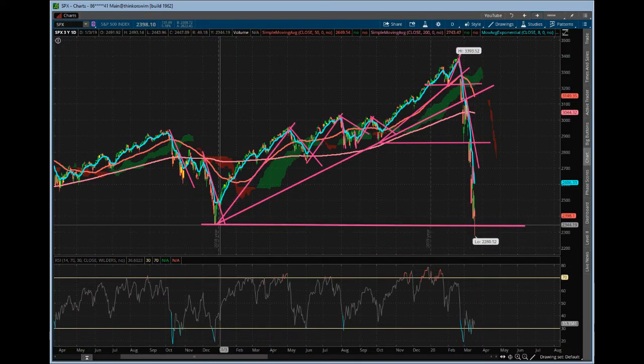We have a big lower shadow. We closed above those lows. It was very important for us to close above that today. So let's see if that can hold. If it does, we may see a move to the upside.